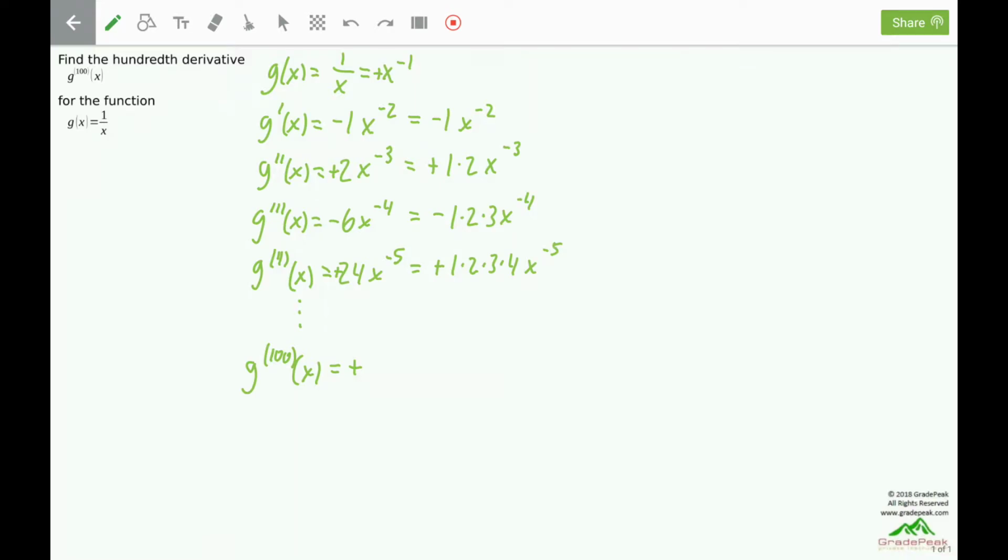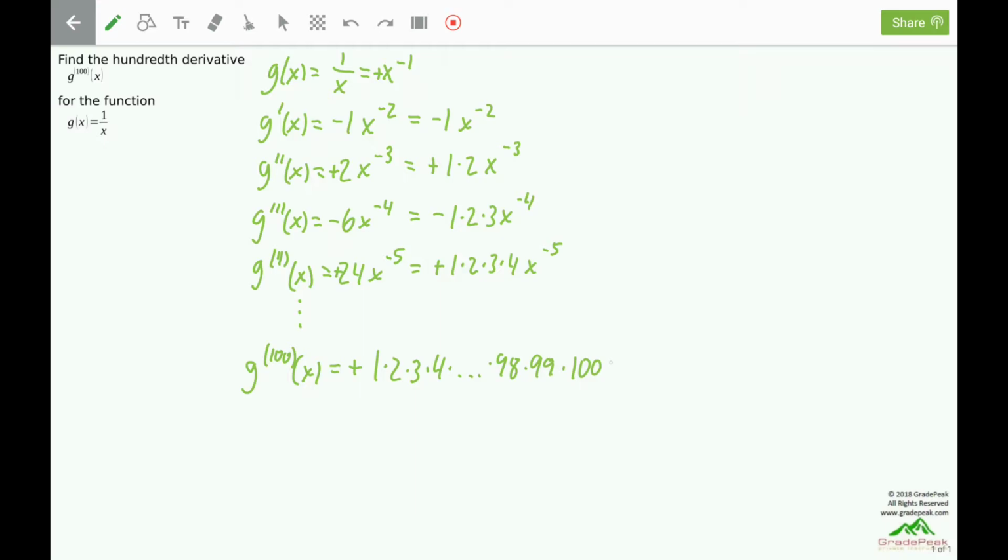So if you look at the numbers sitting in front of each, the first derivative has a single number, 1. The second derivative is 1 times 2. The third derivative is 1 times 2 times 3. The fourth derivative, 1 times 2 times 3 times 4. So from this pattern, we can see that the 100th derivative, we've already determined it will be positive, but the number will be 1 times 2 times 3 times 4 times all the way up to, we have 98 and 99, and it will finish off with 100. All of those numbers multiplying each other.